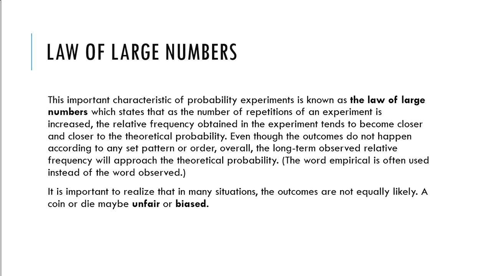Even though outcomes don't happen according to a set pattern or order, the long-term observed relative frequency will approach the theoretical probability. We sometimes use empirical instead of observed. It's important to realize that in most situations, the outcomes are not equally likely. A coin or die may be unfair or may be biased.